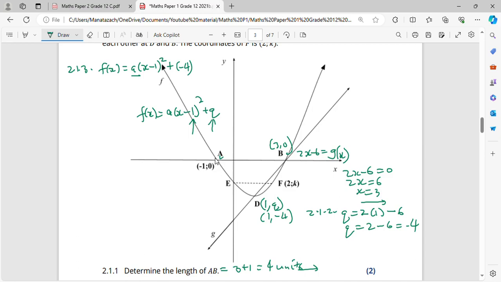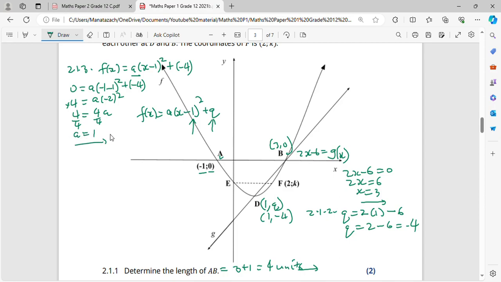So we'll use point A to get small letter a. So at point A, the y is 0, the x is minus 1. So I'll replace y by 0 and then x by minus 1. Then minus 1 minus 1 squared plus minus 4. And then minus 4 will come this side. It will be positive 4 when it comes to the left hand side. So a times minus 2 squared. So 4 is equal to 4a. So divide by 4, divide by 4, then a is 1.